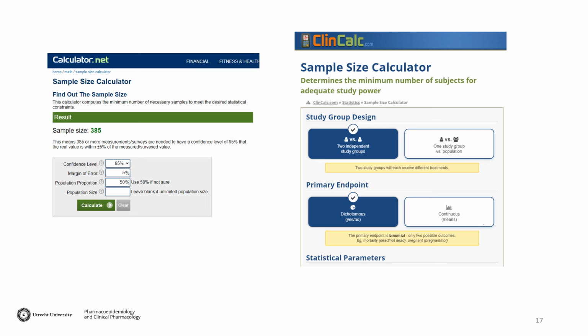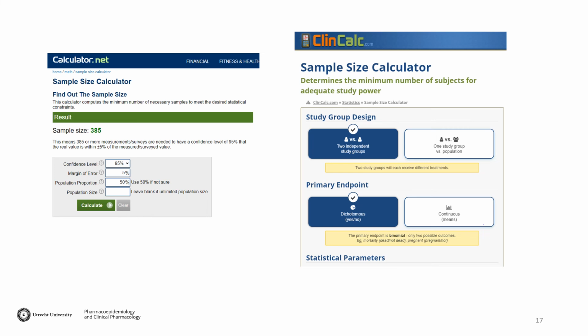As I said, there are also online tools that you can use to calculate sample size. So for example, we have calculator.net, which can help with calculating the sample size by inputting the confidence level that you want to have, which here is 95%, and the margin of error, and then some population proportions, and then the population size that you would have if you could select as many as you want, and then that would spit out a number of patients that you would need to have in your study.